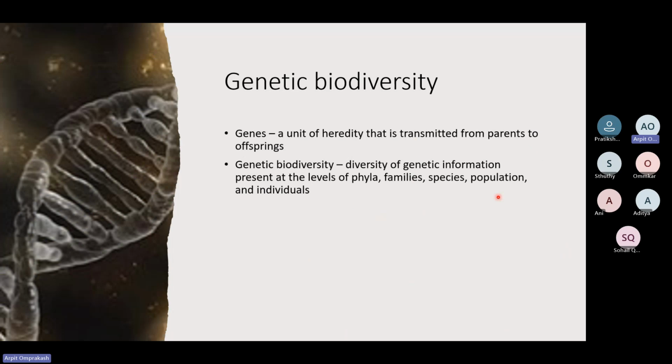given area. Genetic biodiversity is basically the diversity of genetic information that is present at different levels, such as phyla, family, species, population, and individuals. So, how different is the gene of this individual compared to another of the same species? Or how different is the genetic information present in different individuals of the same population, and so on? Right. A gene is basically a unit of heredity that is transmitted from parents to offspring.